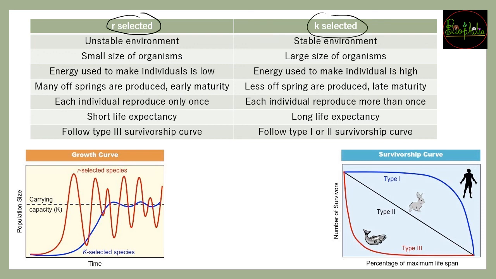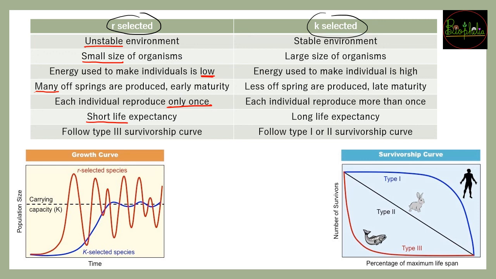So what is the difference between R selected and K selected? These differences have been given down in the table. R selected species live in an unstable environment. For that reason, they have smaller sized organisms, because the energy to make individuals is low, and the offsprings are produced in many more number, and the individual reproduces only once. There is shorter life expectancy, their life span is shorter, and they follow the third type of survivorship curve.